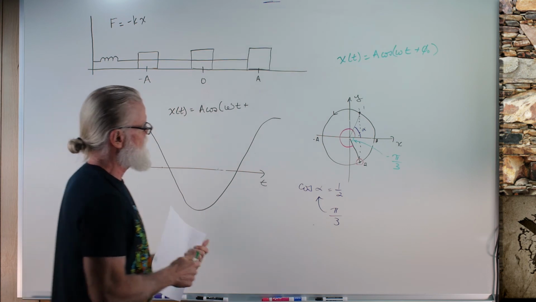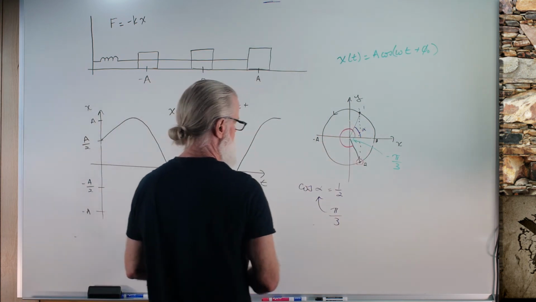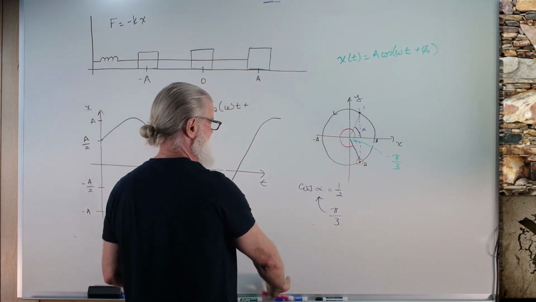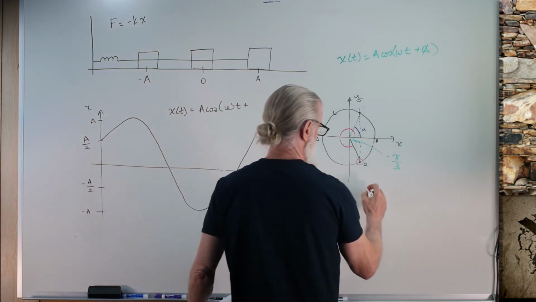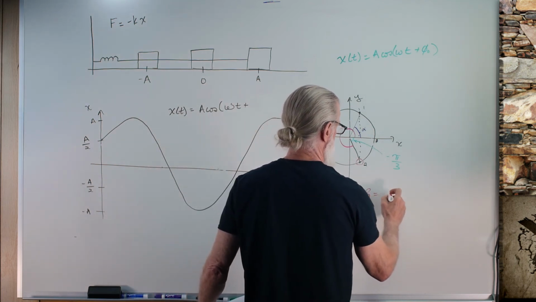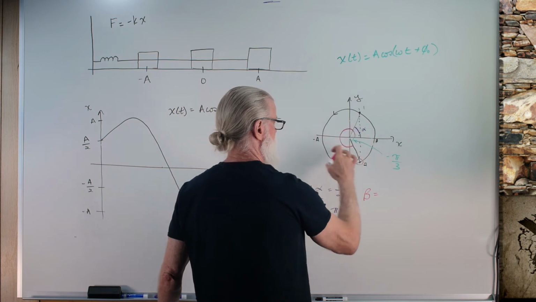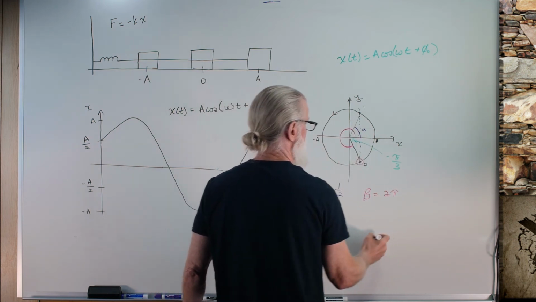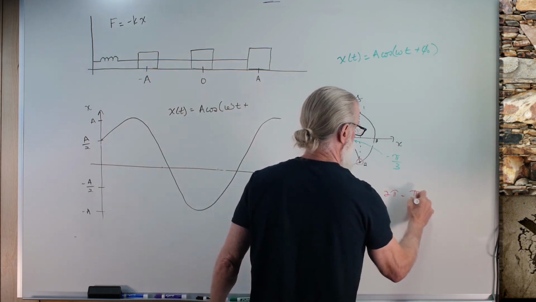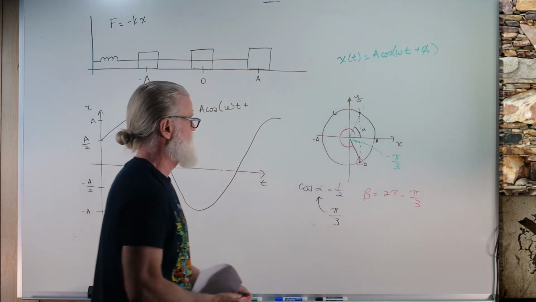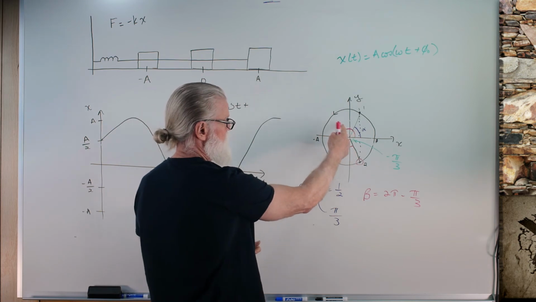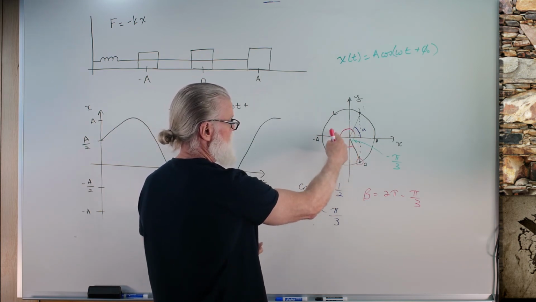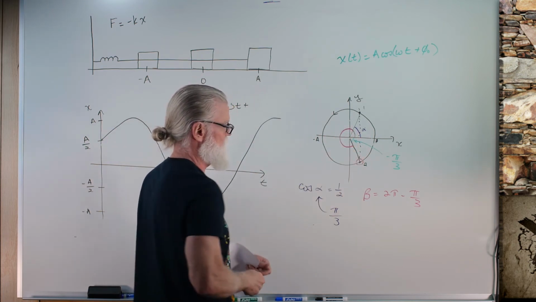But really, I want to know what this pink angle is. So that is going to be the pink angle, which I will call beta. Beta equals all the way around, which is 2 pi, minus pi over 3. We want to know what this angle is. This angle is all the way around minus pi over 3.